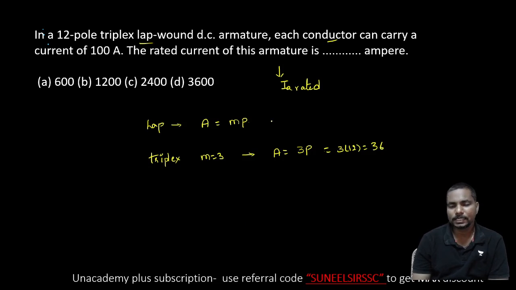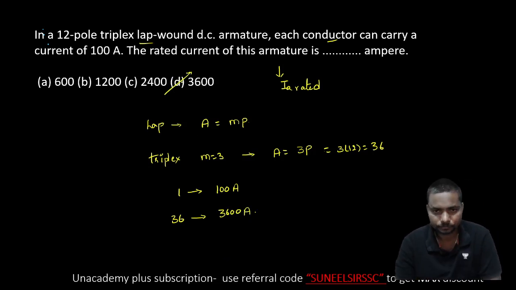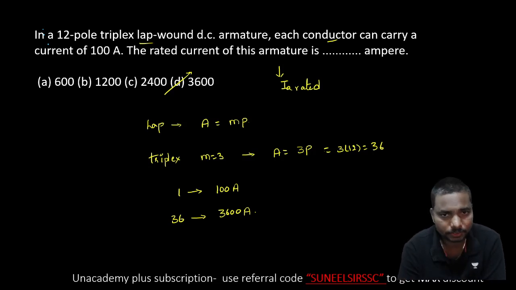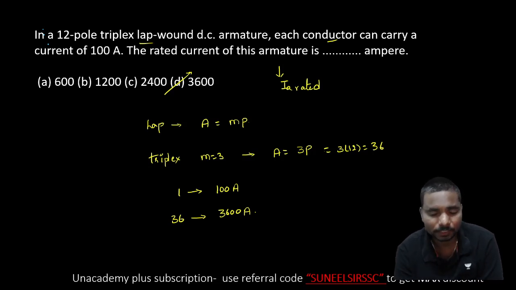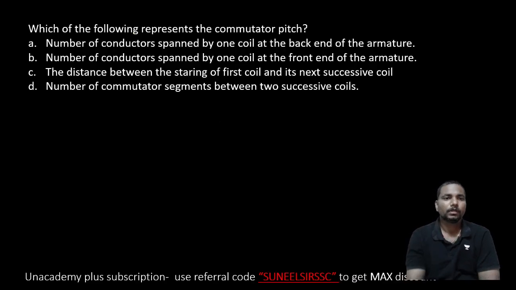Each conductor is considered as one parallel path. One parallel path has 100 amps. Then 36 parallel paths have 3600, that is nothing but 3600 amps. So the answer is option D. One parallel path is 100, so if we have 36 parallel paths, in parallel the currents will be added. Okay, so 3600. And which of the following represents the commutator pitch?